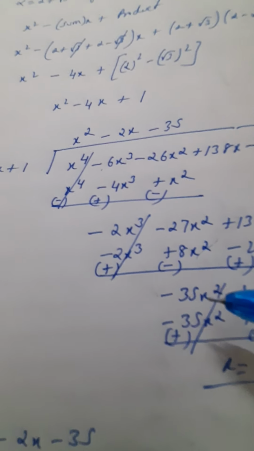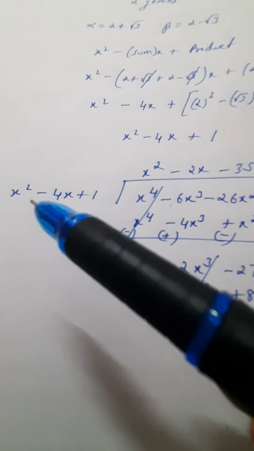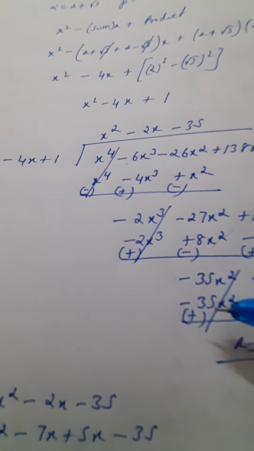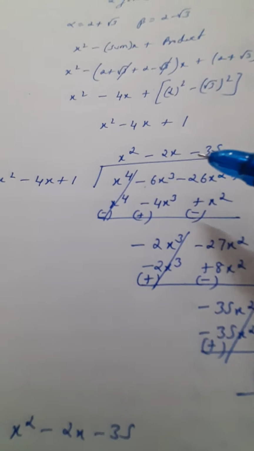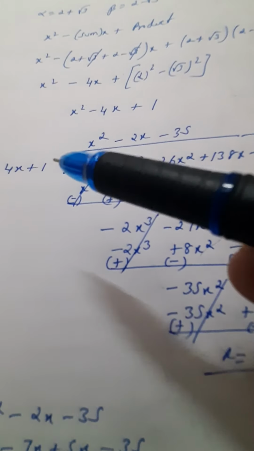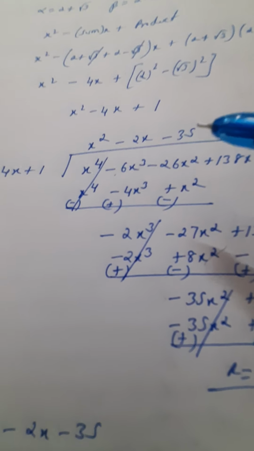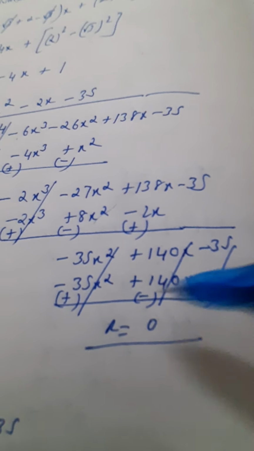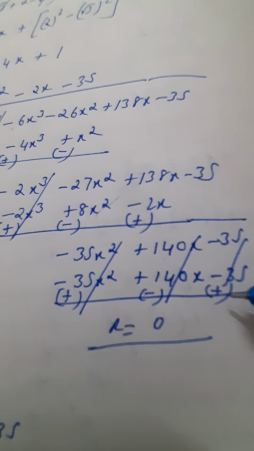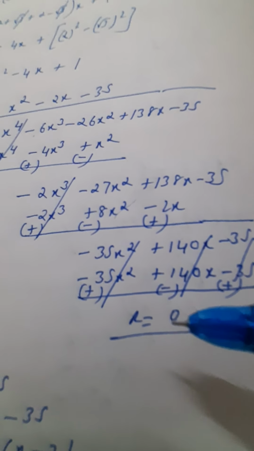And then the last step, this is minus 35x square. So what we need to do is multiply x square with minus 35. So you get minus 35x square. Minus 4 into minus 35, you get positive 140x. And finally, plus 1 into minus 35, minus 35. And then we'll change the sign here. Minus becomes plus, plus becomes minus, and minus becomes plus. Everything gets cancelled and the remainder is 0.